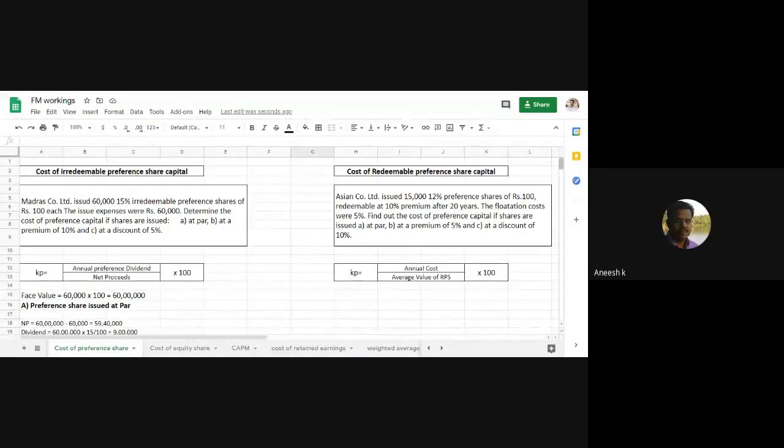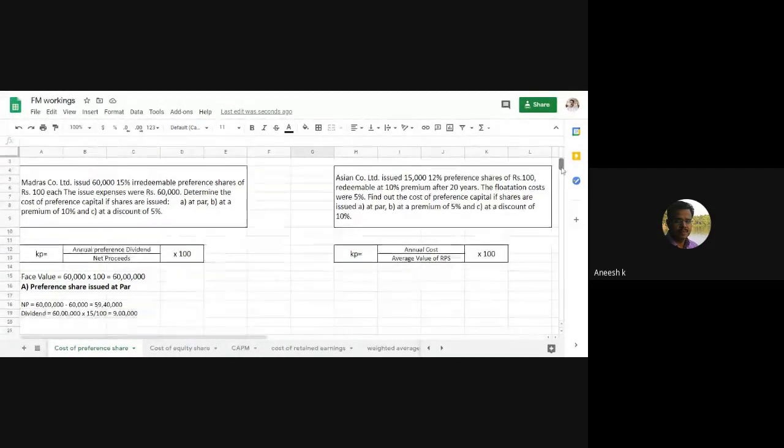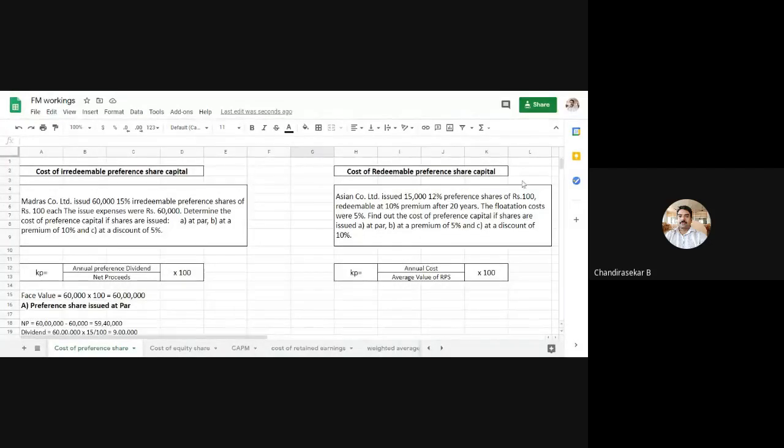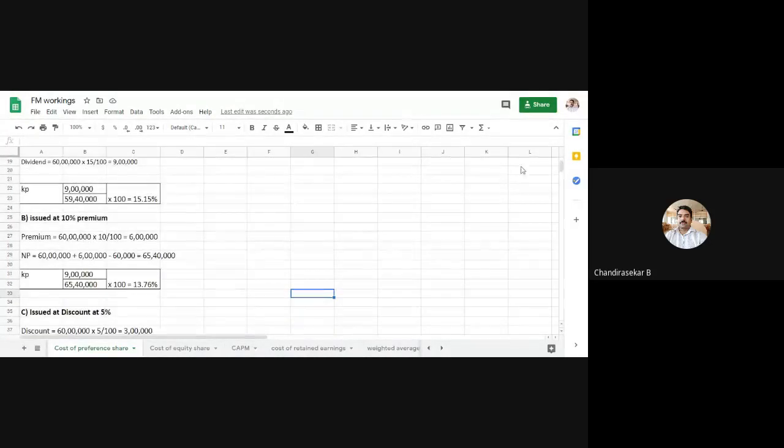Do you have any doubt? Could you please explain the significance of these percentages? Okay. This percentage, the final result, na? Yes, sir. 15.15. If a company plans to raise 60 lakh rupees capital by issue of preference share, if they issue at par, each and every year the cost incurred for the company is 15.15%. 15.15 means you apply 15.15% on 60 lakh rupees. That will be the annual cost to the company. That will be constant.